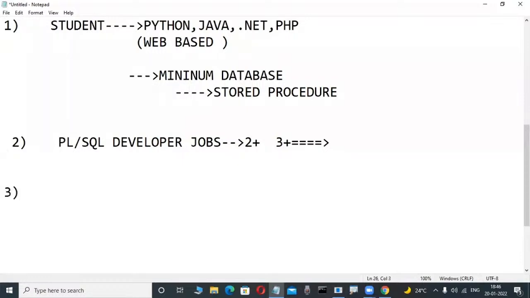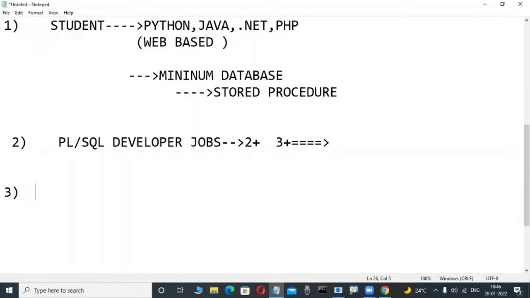Another type of persons: nowadays so many persons do not have very good knowledge of coding, and are not technical persons. They want to move into software. In that case, there are some types of jobs available.